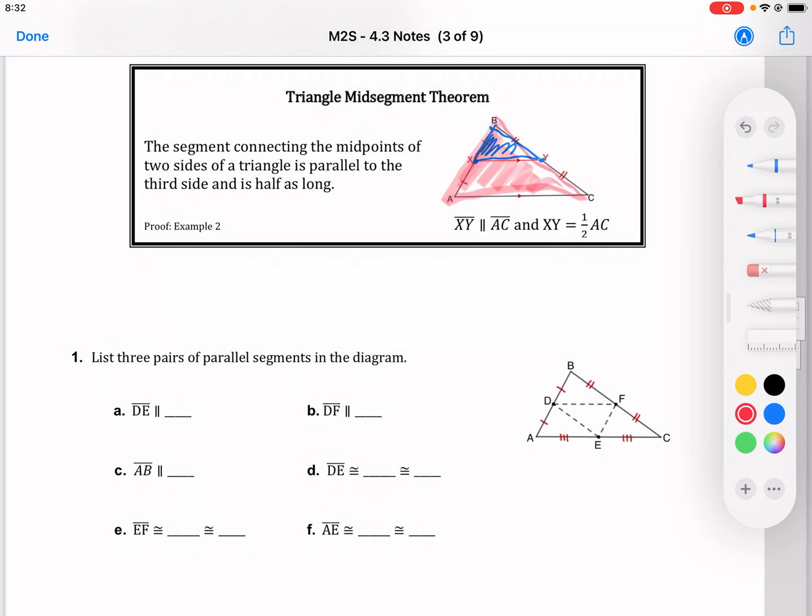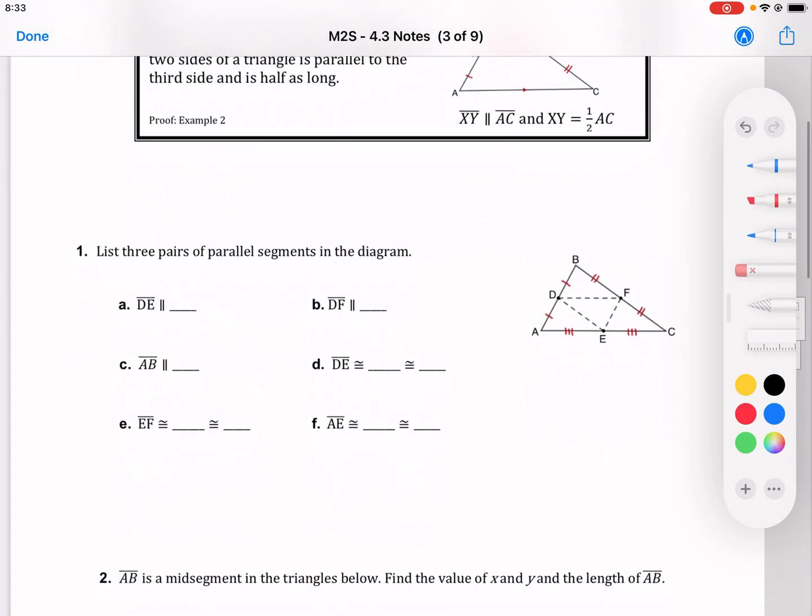So it's half the size. For that reason, if it's half, based on our similarity, that means that this length xy will be half the size of AC. So if AC were 10, xy would be 5. It's just a special type of similarity problem.